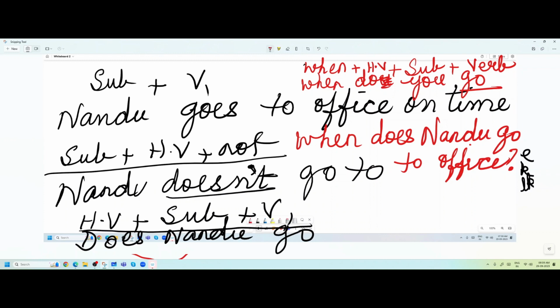Not the first sheet, I'm sorry, the second one. I'll deal with the present continuous in the next class. I'll show you the difference between the two. Clear?